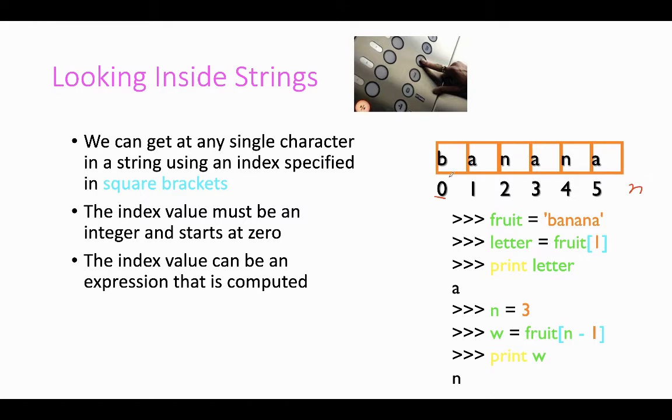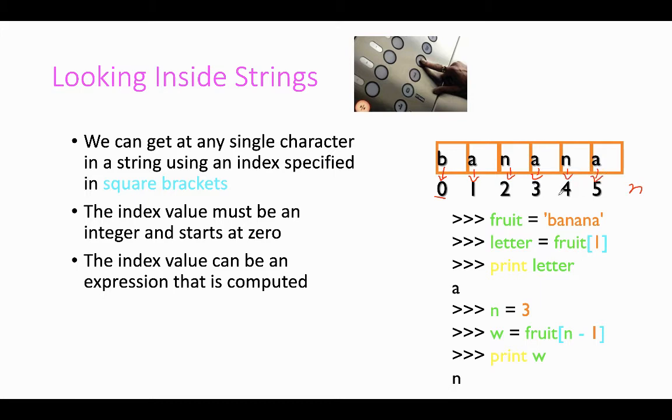Let's try this one here. I have stored BANANA, banana, and you can see how the index value is assigned. For B, the index value is 0. For A, it is 1. For N, it is 2. For A, it is 3. For N it is 4, and A is 5.